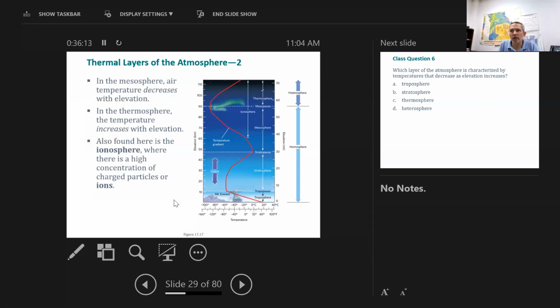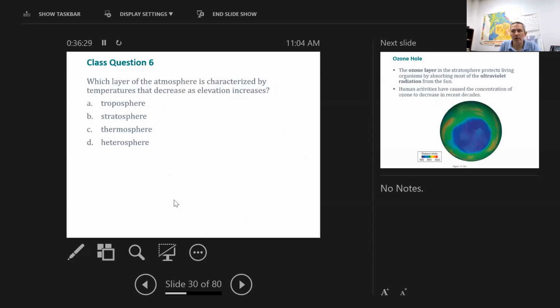In this thermosphere, we have high concentrations of charged gas particles called ions. And so this is where we have the ionosphere. This is really important. We start looking at radio waves that you can bounce off of this ionosphere.